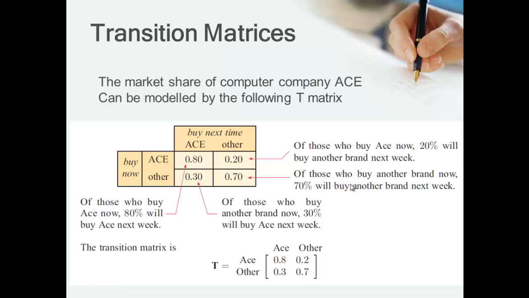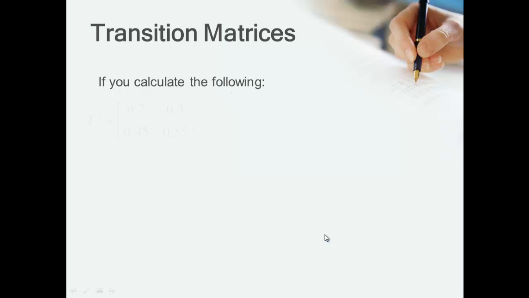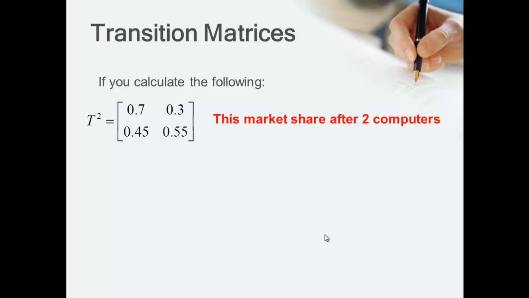Looking at an example of a transition matrix, here's a fairly simple one where we've got a computer company. We've got ACE computers. So what this really means is that 80% of the people who buy ACE this time will buy ACE next time. Okay, 30% of the people who buy ACE this time will buy the other competitor next time. Alright, so we can go through that calculation there. If we square it, what that really means is we're looking at two times ahead, not the next buy but the buy after. So this is the market share after buying 2 computers.